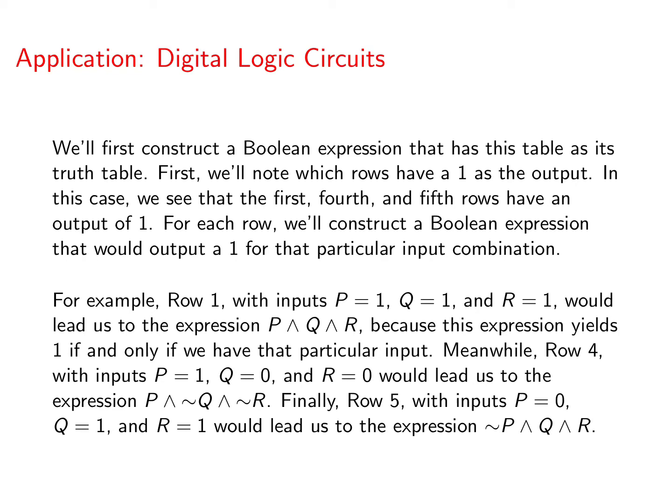And finally, row 5, that has inputs p equals 0, q equals 1, and r equals 1. That's going to lead us to the expression not p and q and r. Again, that expression outputs a 1 if and only if p equals 0, q equals 1, and r equals 1.